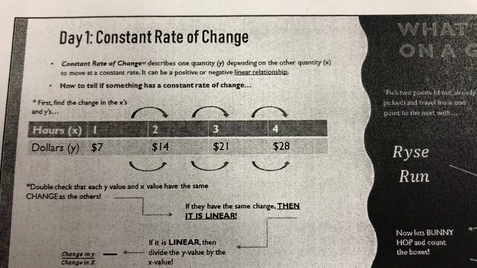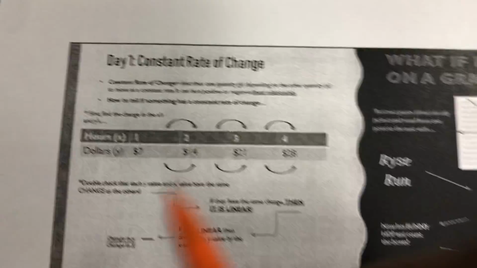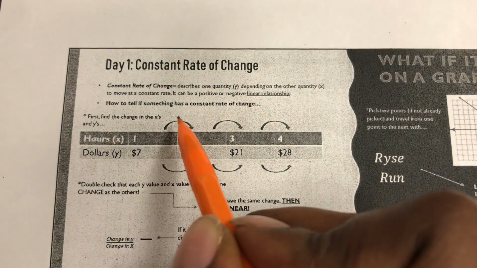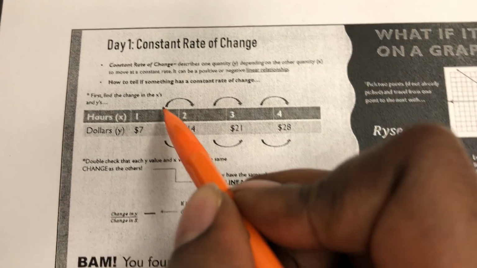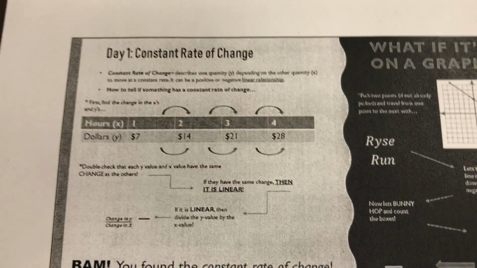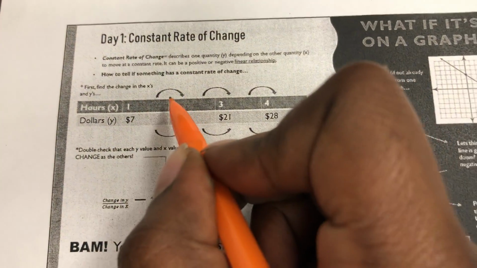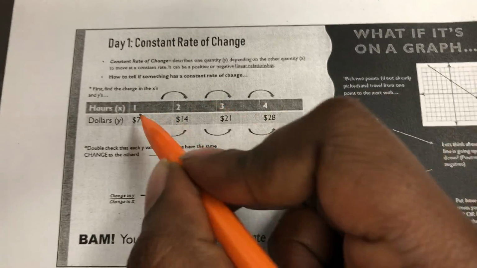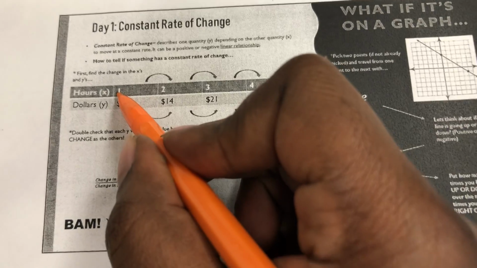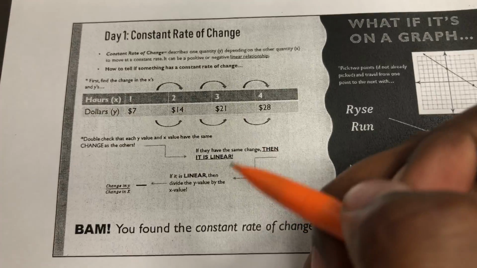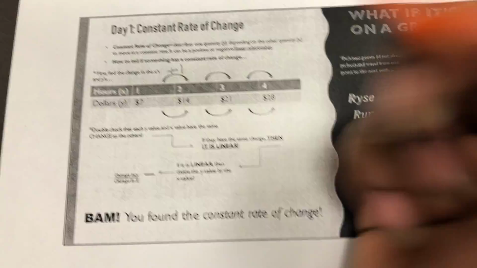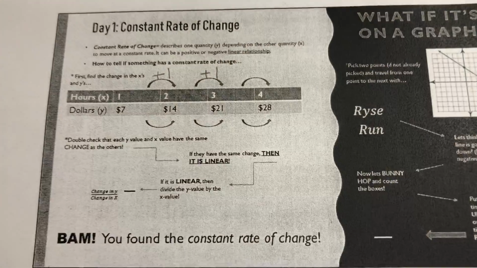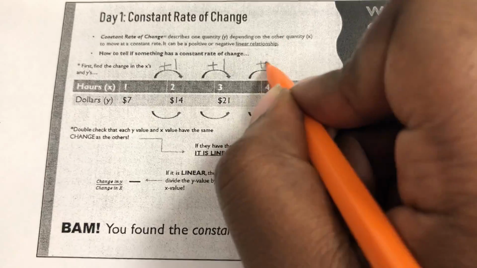How to tell if something has a constant rate of change? These should look kind of familiar. First, you have to find the change in x's and then find the change in y's. Whenever you're trying to find a change in something, all it's really asking is, how did you go from one number to the next number? For the x's, what did you do to go from 1 to 2? Hopefully you know, you just added 1. Then from 2 to 3, you added 1 again. 3 to 4, you added 1 again.